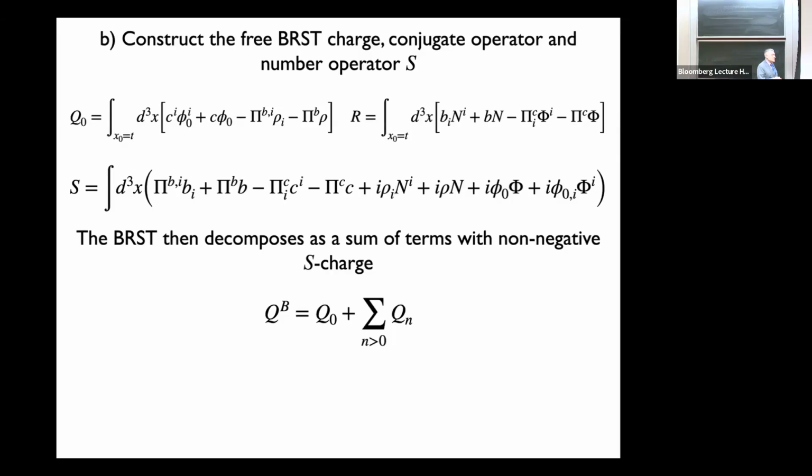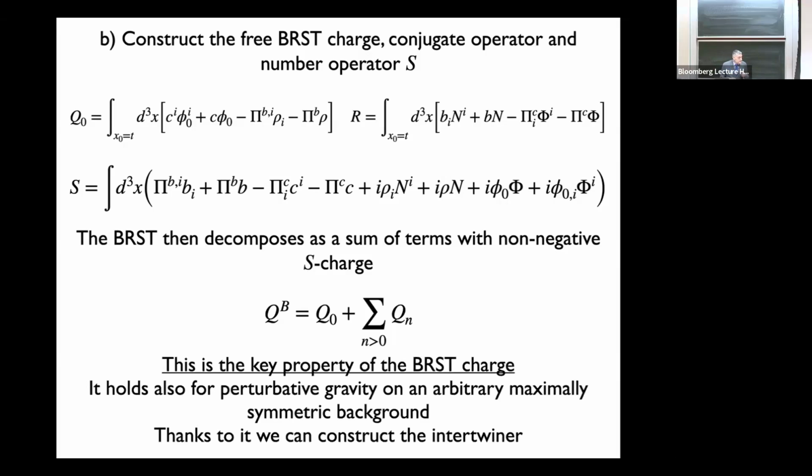So the complete charge is a term with charge 0 under S, and a bunch of terms with positive charge. Now, the important part here is that all these Qn have positive S charge. It doesn't even matter whether they are finite in number. In fact, this is the key property that we need for our BRS charge. It holds also for perturbative gravity in arbitrary maximally symmetric backgrounds. And it's thanks to this property that now I can construct the intertwiner. So far, I just defined a bunch of objects, but I have to tell you why I did that, right? And how to construct the intertwiner. So this is really the key property. This sum is for n positive.